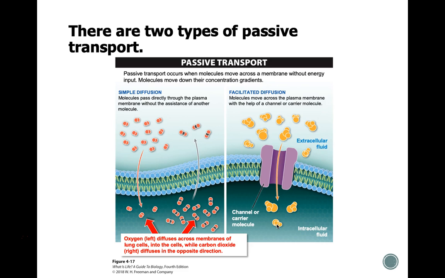So the difference between simple diffusion and facilitated diffusion is that in simple diffusion, molecules can just move across the membrane directly, but in facilitated diffusion, they need some sort of channel or carrier molecule through which they can flow. And the reason for that is that they are usually large and charged or polar, and so they would not be able to move directly through the plasma membrane.